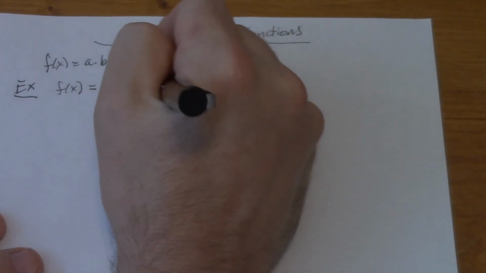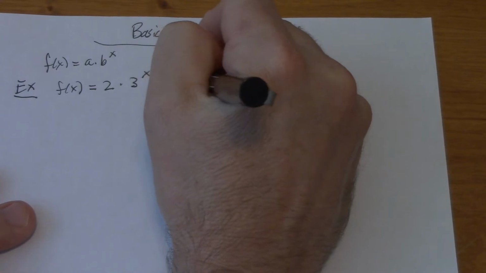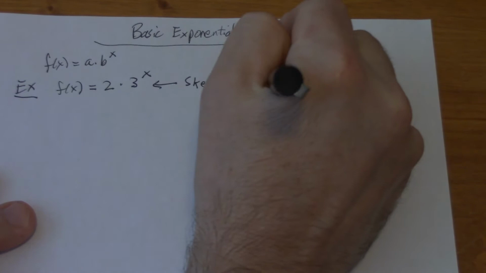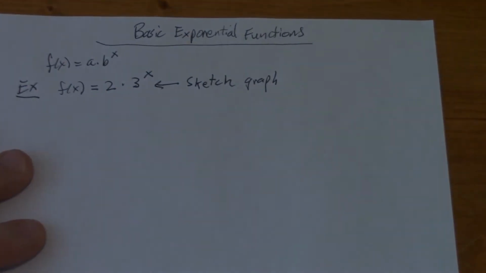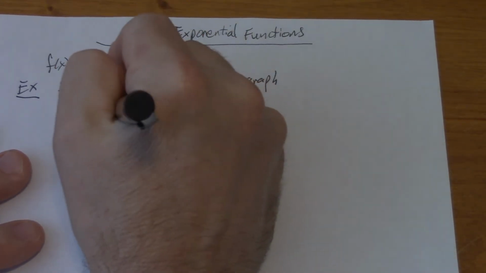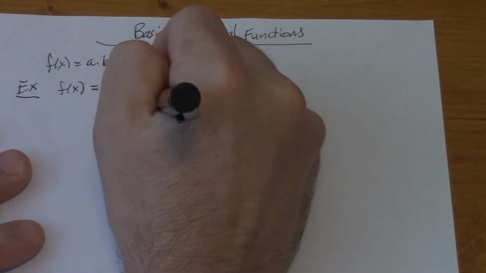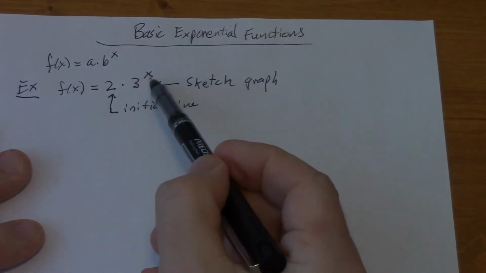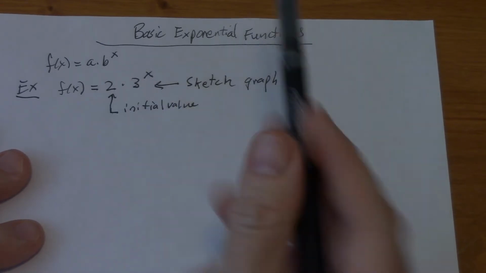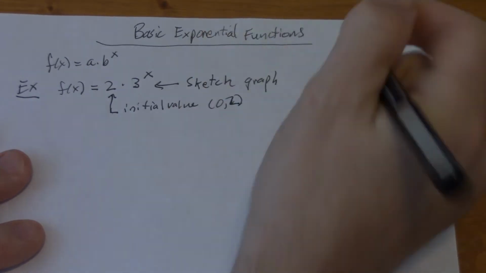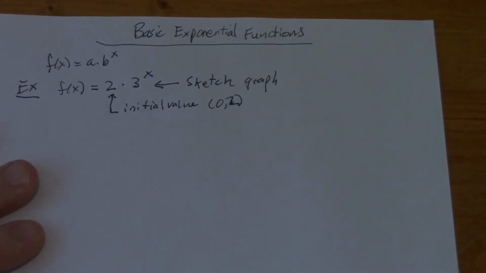So let's say we have the function 2 times 3 to the x. The first thing we want to know is, how would I sketch a graph? Well, this number here, 2, would represent what we call the initial value. Meaning, if I substitute 0 in, 3 to the 0 is 1, so 2 times 1 would be 2. So in other words, looking at that number a, we're talking about the point (0, 2) on the graph, or (0, a), depending on what the value of a is.